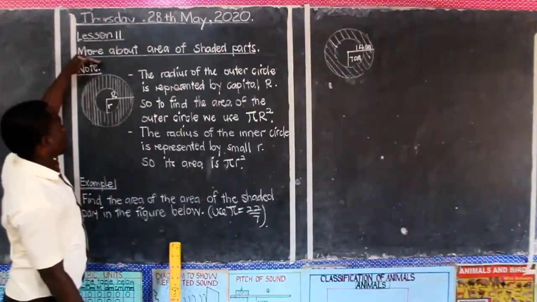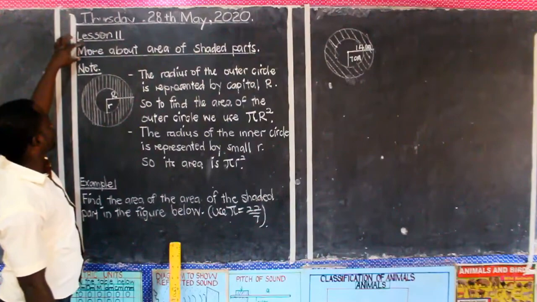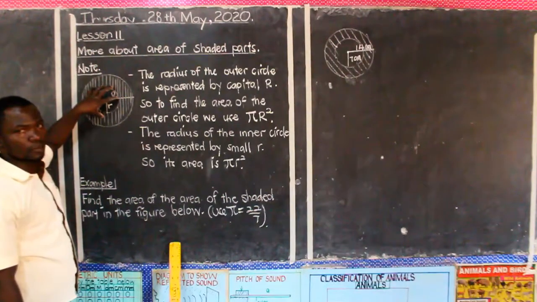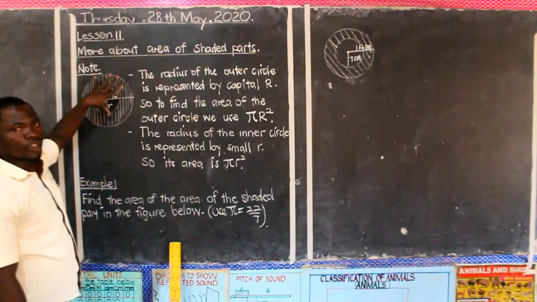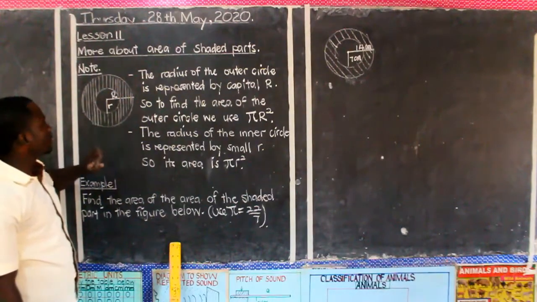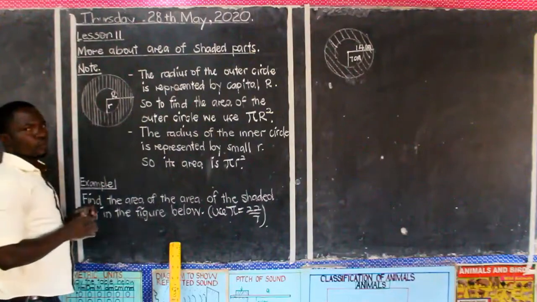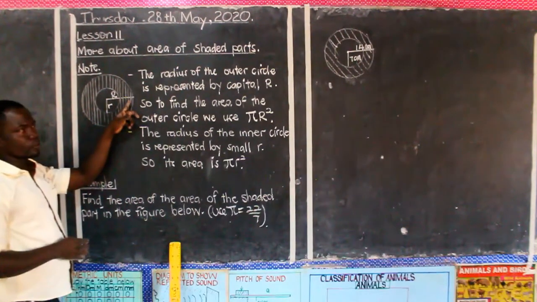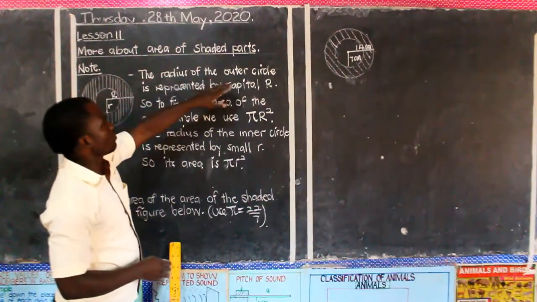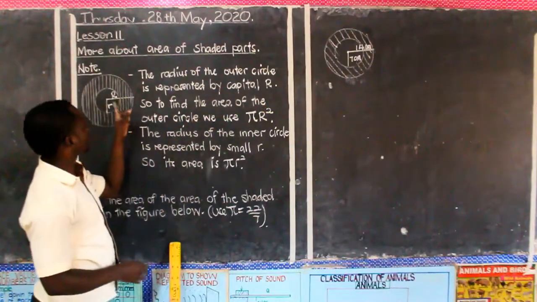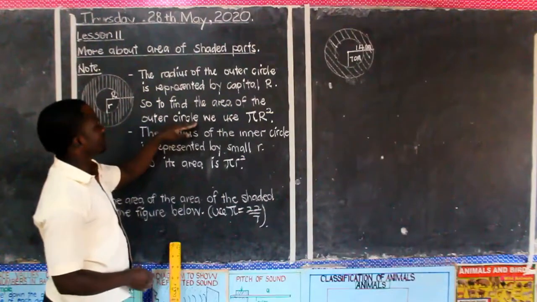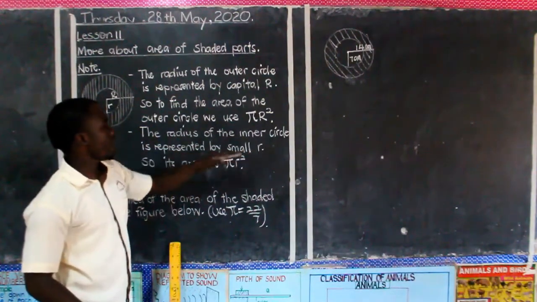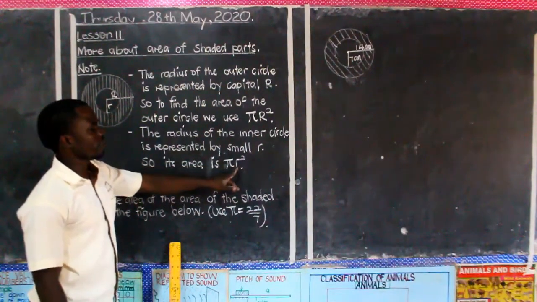So here we are. Our next subheading is more about area of shaded parts. There is a point to note here. We have a diagram here. We have a small circle inside, and we have another one outside. And then this part is shaded. Here they are emphasizing that the radius of the small circle is represented by a small letter, and the radius of the big circle is represented by a capital letter. The radius of the outer circle is represented by capital R. So to find the area of the outer circle, we use pi R squared. The radius of the inner circle is represented by small r, so its area is pi r squared.